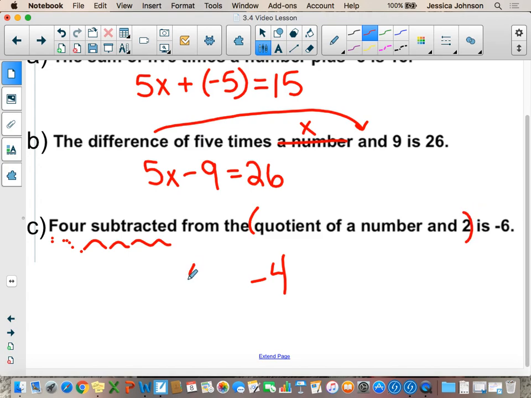Okay, so maybe you wrote that as x divided by 2 like this. Maybe you wrote it as x over 2. Either one means the same thing. Is negative 6, so is means equal.